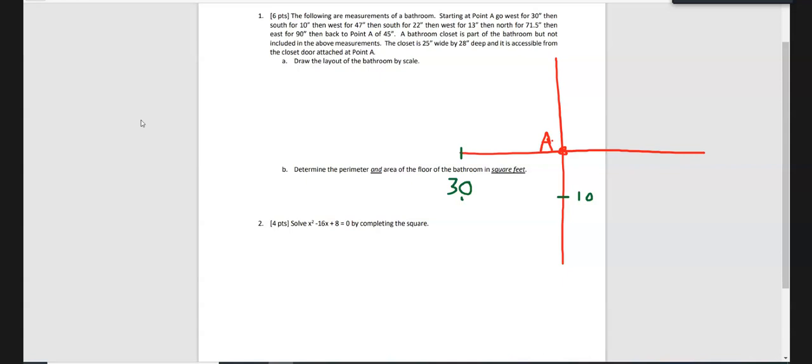right here. Then I go another 47 inches, so now I'm at, I guess you could call it negative 77 or negative 30. Because I'm going another, is that right? 47, yep. South for 22 inches. Okay, so now I'm down to negative 32.